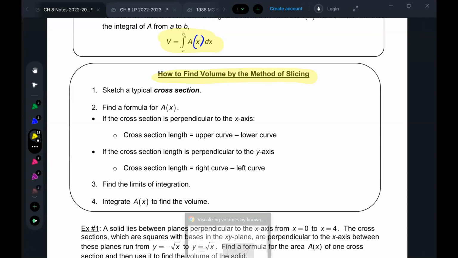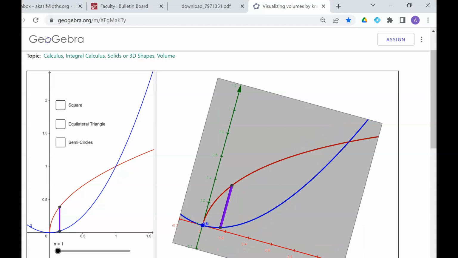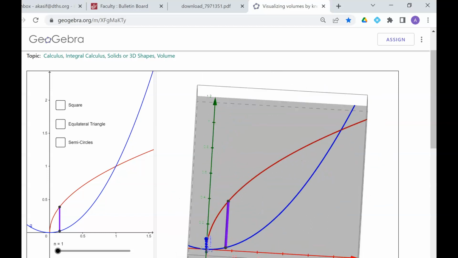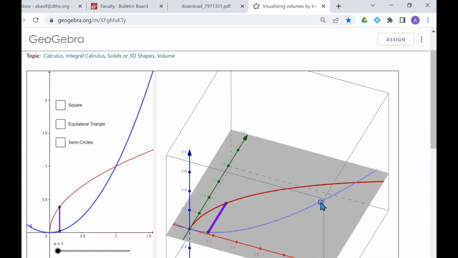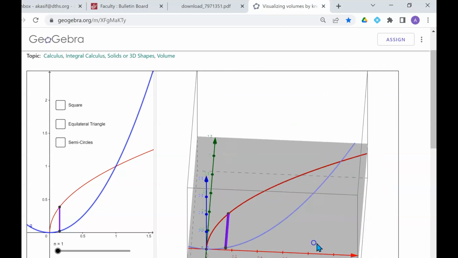So I'm going to show you what that looks like with this. Oops. Hold on, I need my mouse to do this. Okay, so I'm going to show you the idea. I know it's a little crooked here, but let's imagine that we have a region. This is the x-axis, this is the y-axis. The upper curve is this red one, and the lower curve is the blue one.